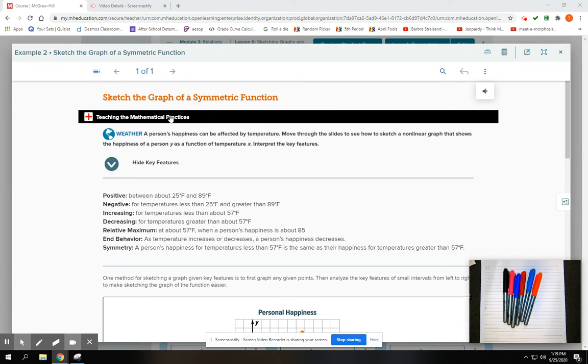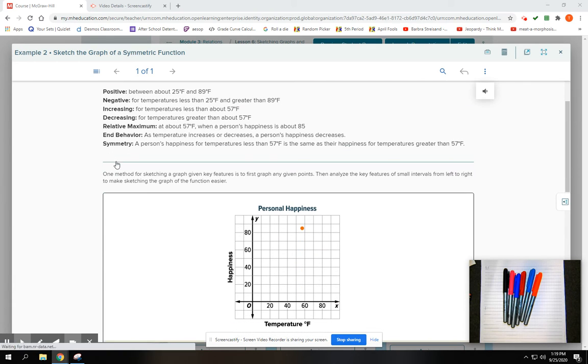In example 2, we're going to sketch the graph of a symmetric function. A person's happiness can be affected by temperature. Move through the slides to see how to sketch a nonlinear graph that shows the happiness of a person y as a function of temperature x. Interpret the key features. So our key features are here.